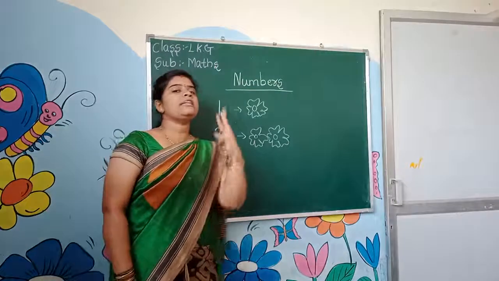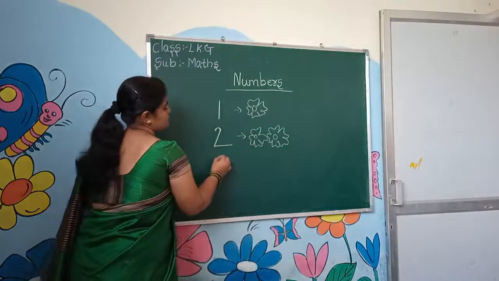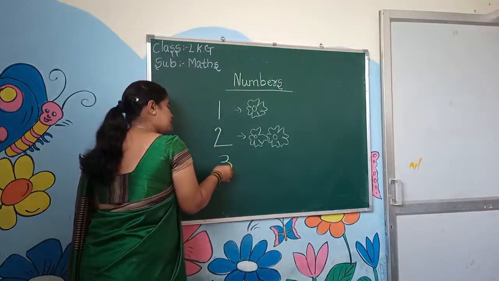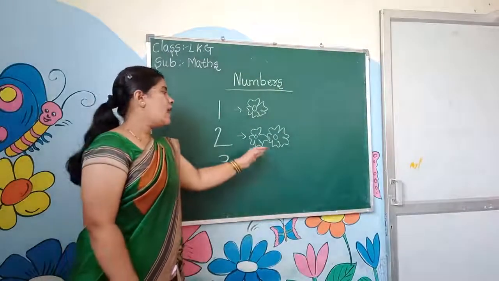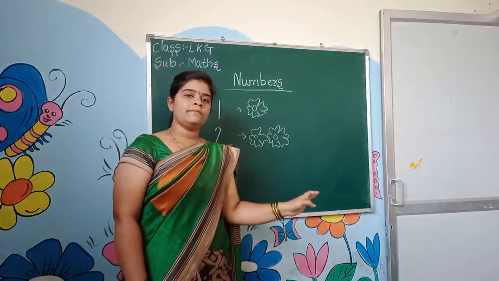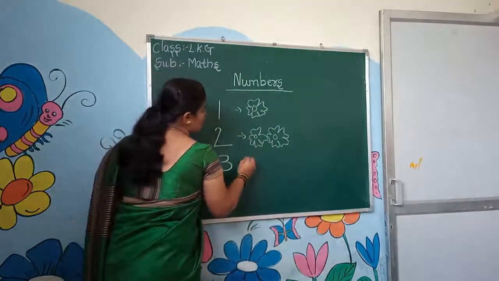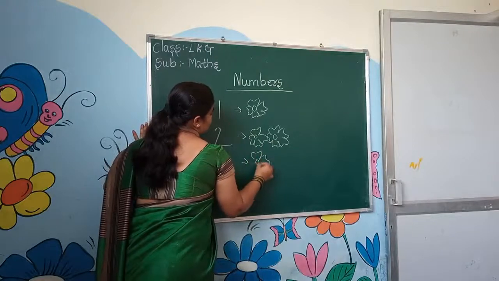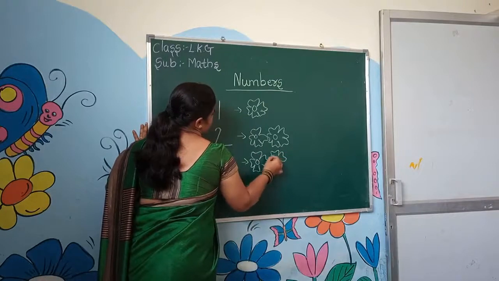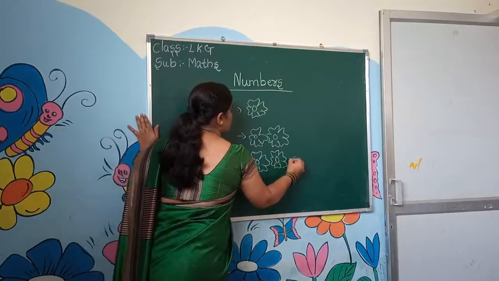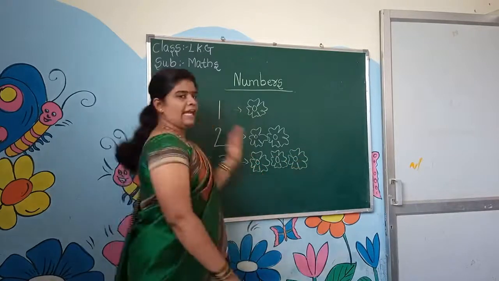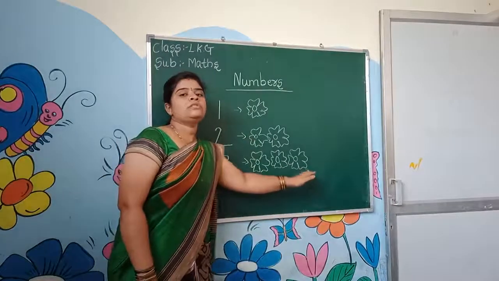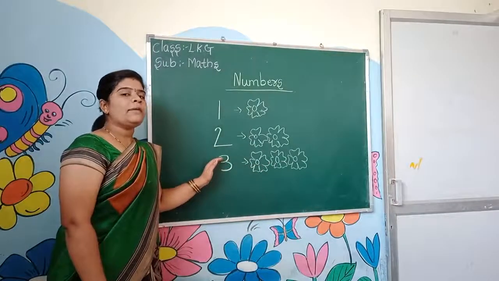Then how do we write a number 3? Yes. A curve line, and one more curve line. This is our number 3. Then how many flowers do we have to draw here? Very good. We have to draw here 3 flowers. 1, 2, 3. Yes, children. Already we have written here number 3.